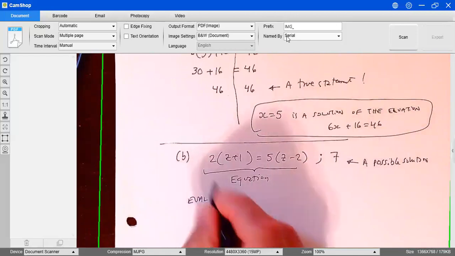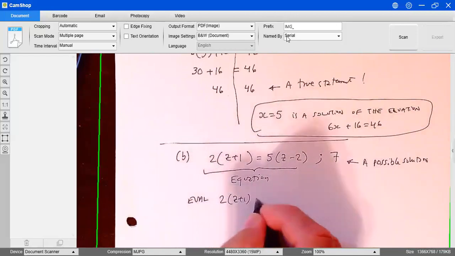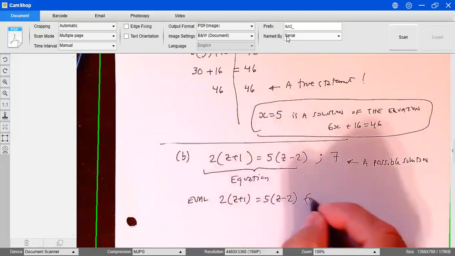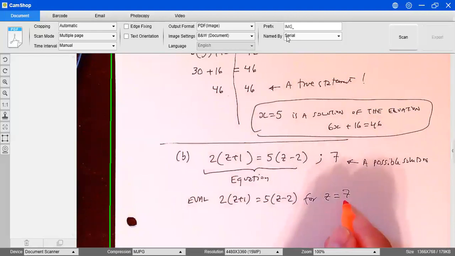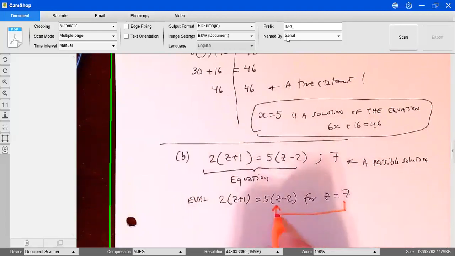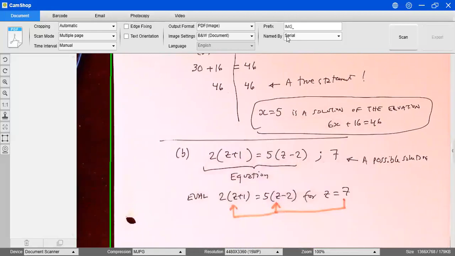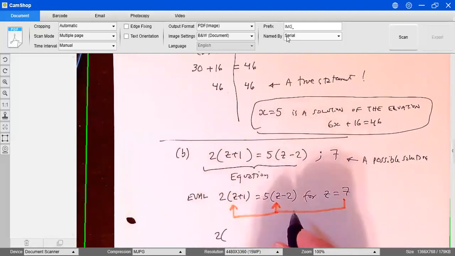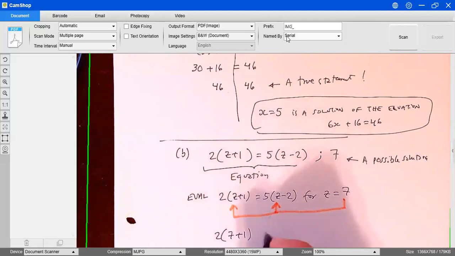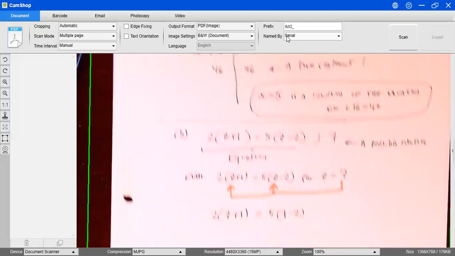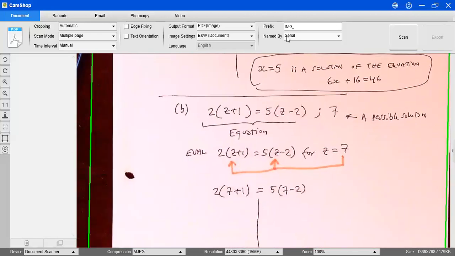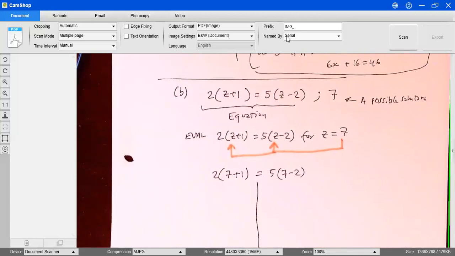To solve this question about whether 7 is a solution of this equation, we need to evaluate the equation 2 times (z plus 1) equals 5 times (z minus 2) for z equals 7. So we're going to replace z with 7. We have 2 times, now z is going to become 7, plus 1, and this is going to be equal to 5 times (7 minus 2). Again, we're going to work the left-hand side independently from the right-hand side.